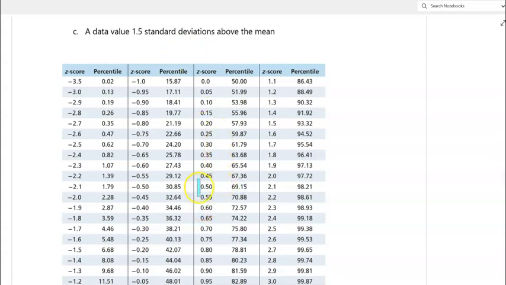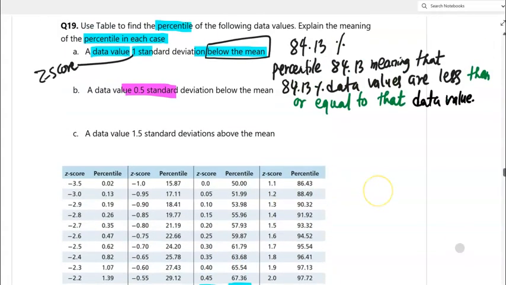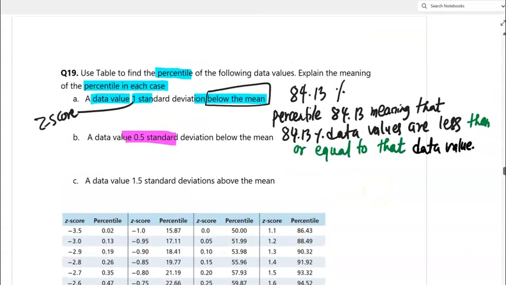Here, 69.15. So 69.15 is the percentile. In other words, 69.15% of data values are below that data value whose z-score is 0.5.